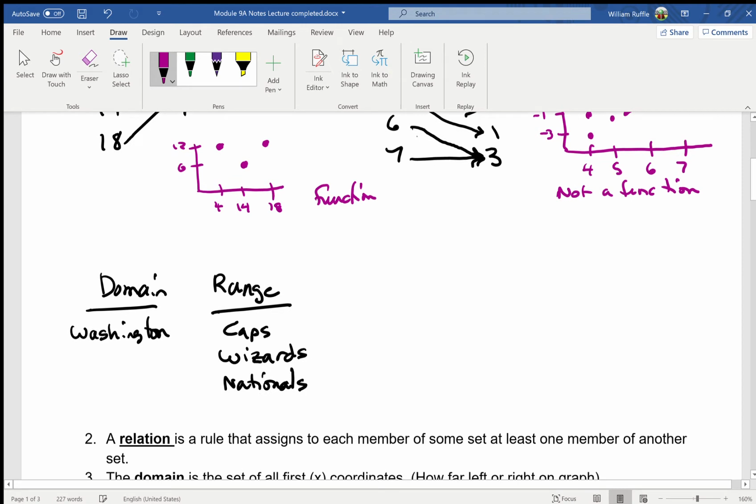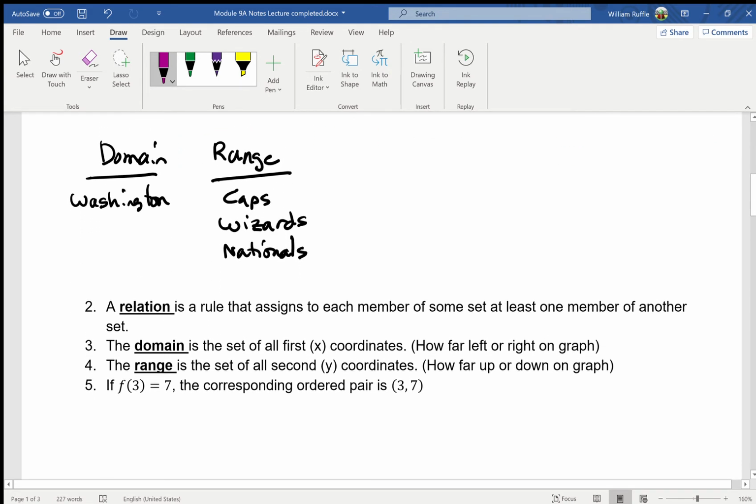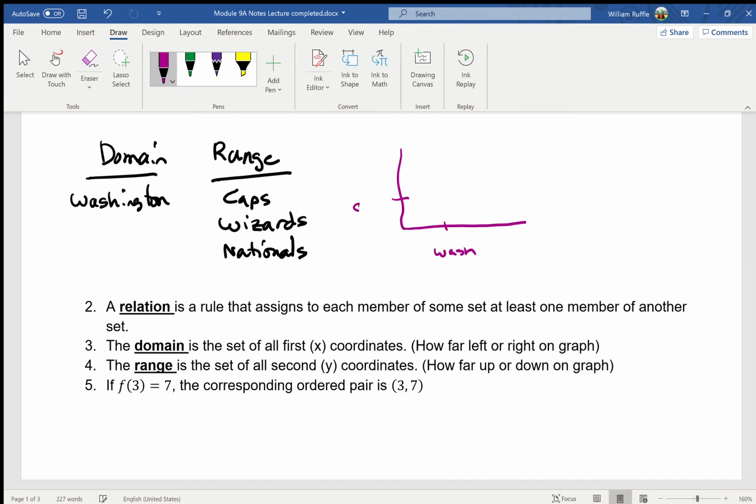Okay, this is a function. And if I look at the domain of the Washington area, let's make that the x value. If I draw here, my x value is Washington. Then I got Caps, Wizards, and Nats. And if I plot them, you can see it again forms a vertical line. You can see Washington goes to the Caps, Wizards. Again, the x value is going to multiple y values, so this is not a function.